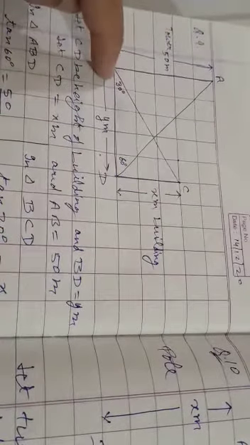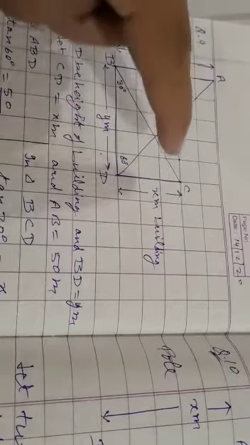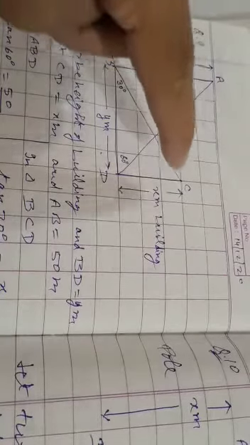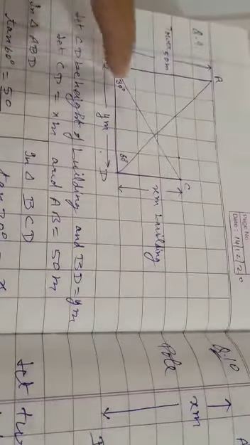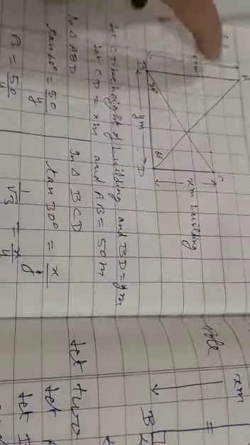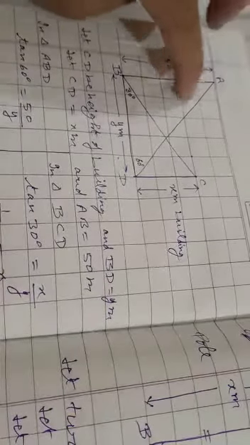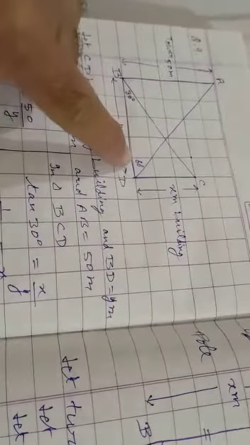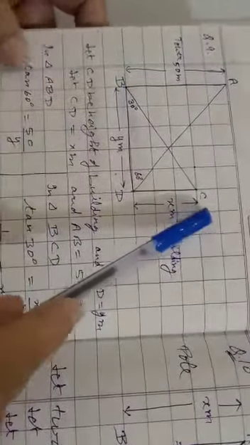First we draw building CD and tower AB. From the top of the building, the angle of elevation is 30 degrees. And the angle of elevation of the top of the tower from the foot of the building is 60 degrees. If the tower is 50 meter high, find the height of the building.